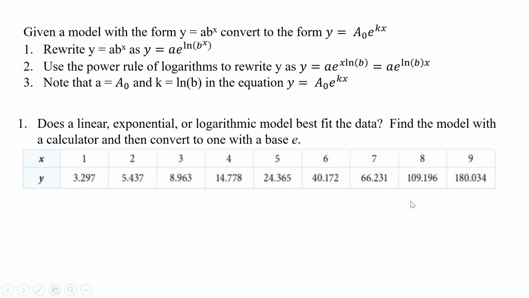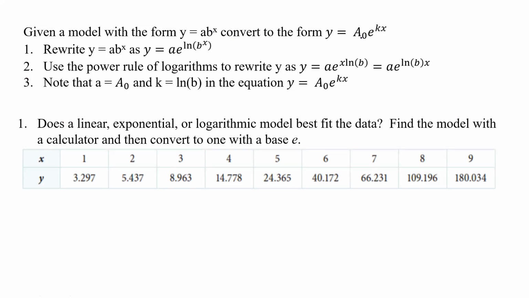Now what we're going to do is, okay, well, can we use our calculator to get that same value? Sure, we can. And what we're going to do is we're going to say, well, we're given a model in the form y equals ab to the x. That's what our calculator is going to do. It's going to give us ab to the x.